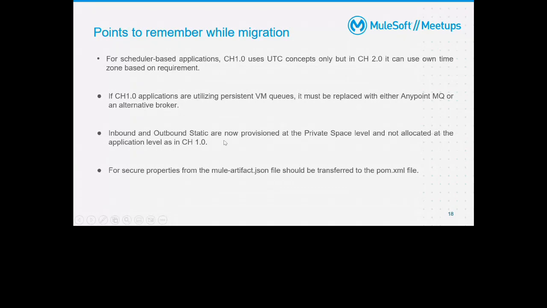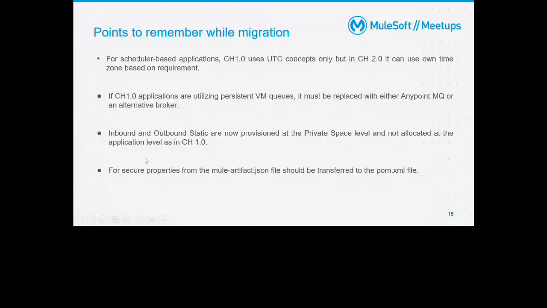So before migrating, you need to think about this point also. If you have a static IP defined at the application level, just inform your target system about the private space outbound static IPs. Hope this point is clear.